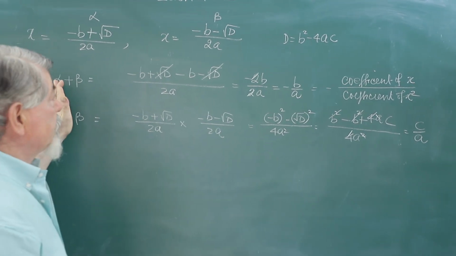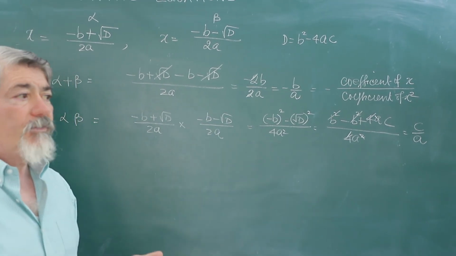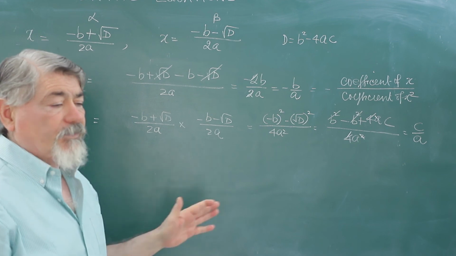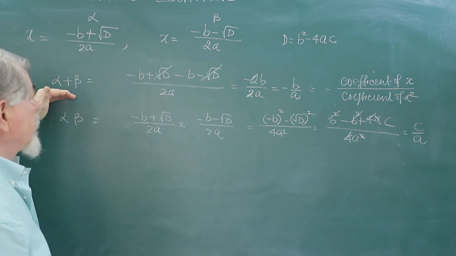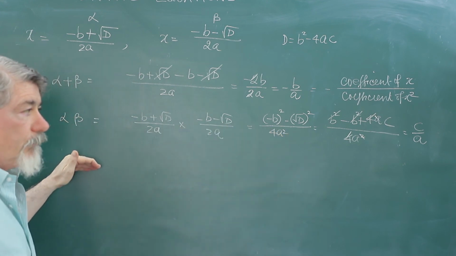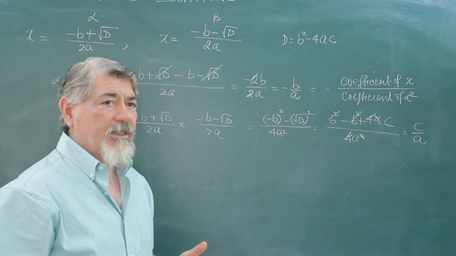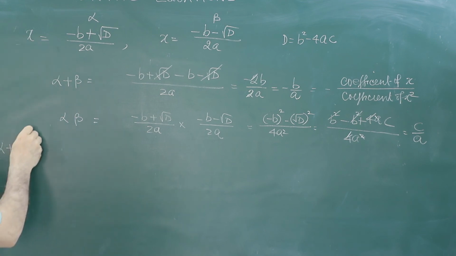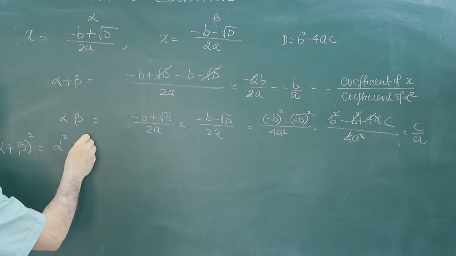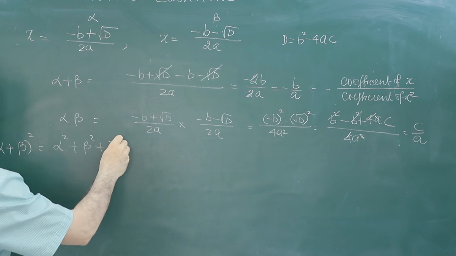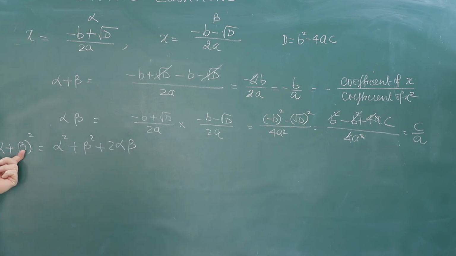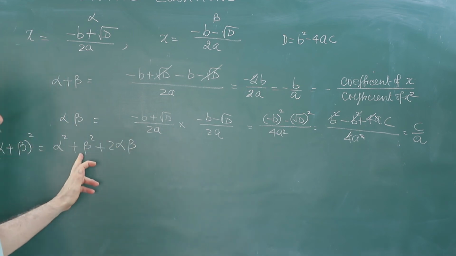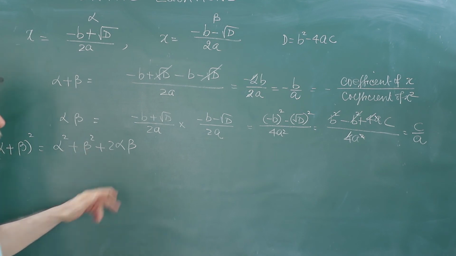I'm insisting on these alpha plus beta, alpha beta, because now we will be discussing them also, and we will be using this formula quite often. So we need to understand what is the sum of the roots and what is the product of the roots. There are certain other relations which I would like to discuss, like alpha plus beta whole square is alpha square plus beta square plus 2 alpha beta. Instead of a and b, I have taken alpha and beta because we will be using these formulas now. Alpha plus beta whole square is alpha square plus beta square plus 2 alpha beta.